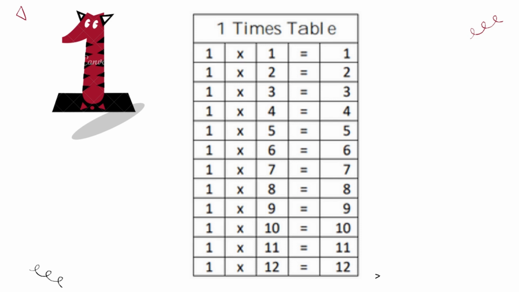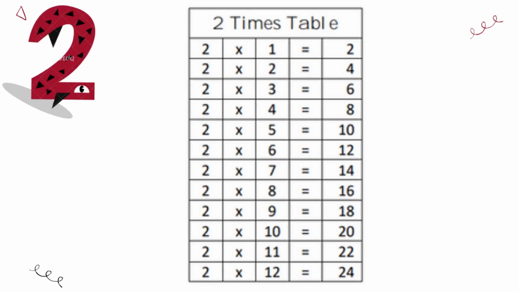Let's go to our 2 times table. 2 times 1 equals 2. 2 times 2 equals 4. 2 times 3 equals 6. 2 times 4 equals 8. 2 times 5 equals 10. 2 times 6 equals 12. 2 times 7 equals 14. 2 times 8 equals 16. 2 times 9 equals 18. 2 times 10 equals 20. 2 times 11 equals 22. 2 times 12 equals 24.